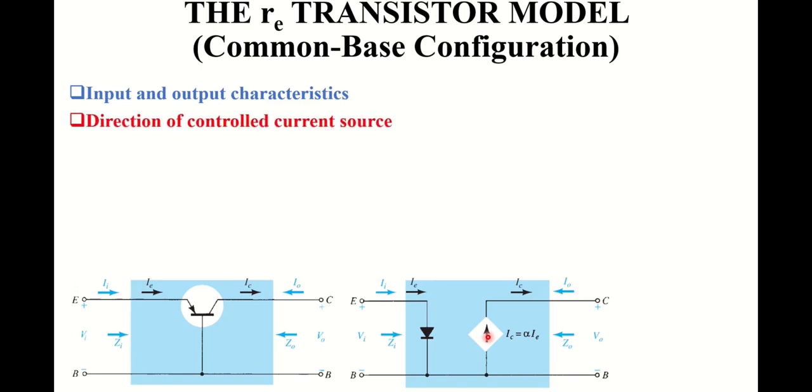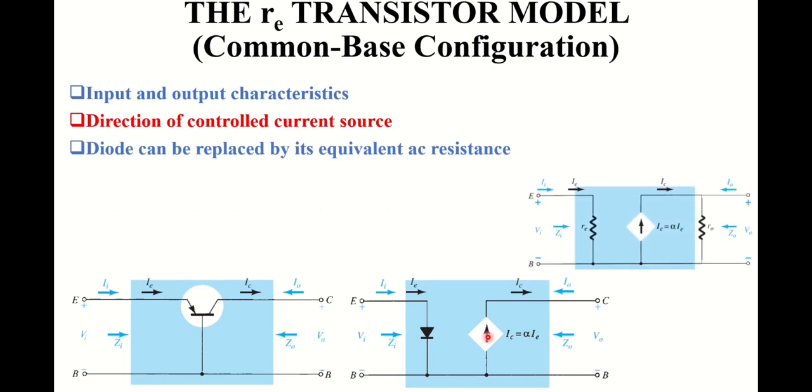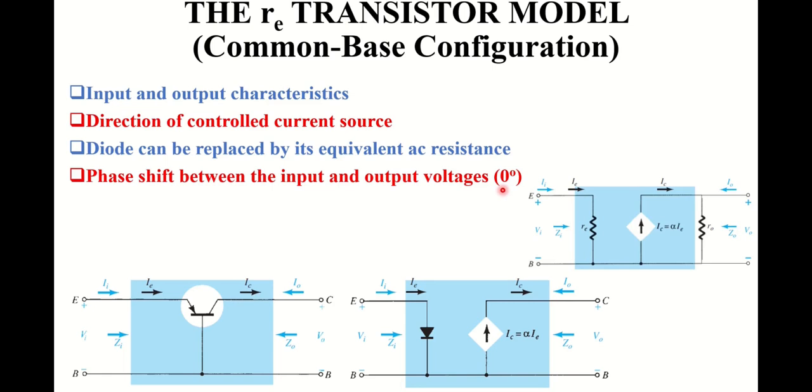Phase shift between the input and output voltage of a common base configuration will be 0 degrees. Before discussing the phase shift, let me clarify that in this diagram we have replaced the diode with its equivalent re AC resistance. And after discussing this, we can say about phase shift that it will have a 0 degree difference between the input and output voltages for common base configuration. Unlike common base configuration, the phase shift between the input and output voltages of a common emitter configuration was 180 degrees.